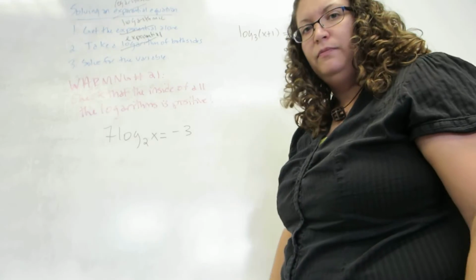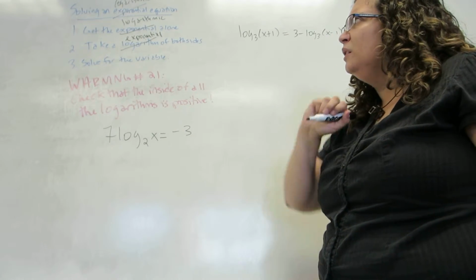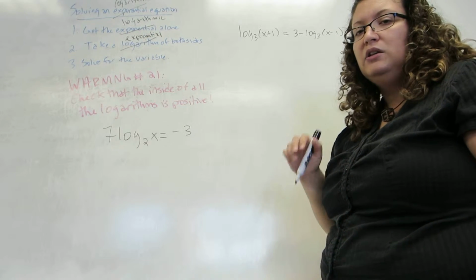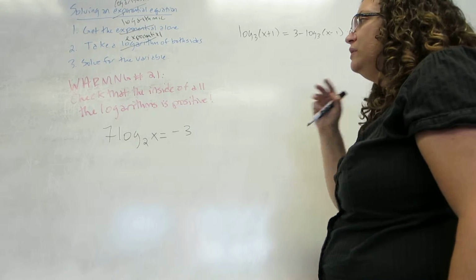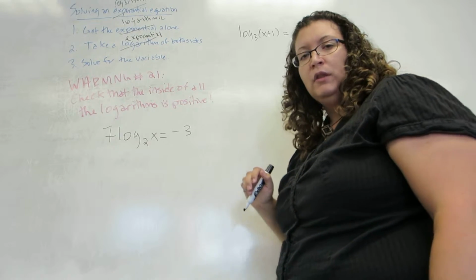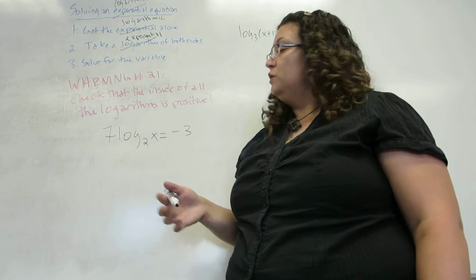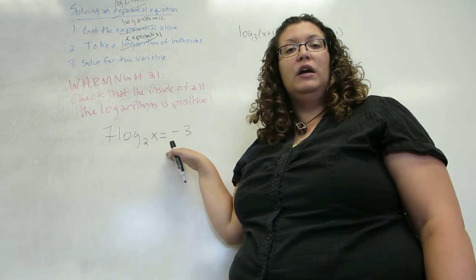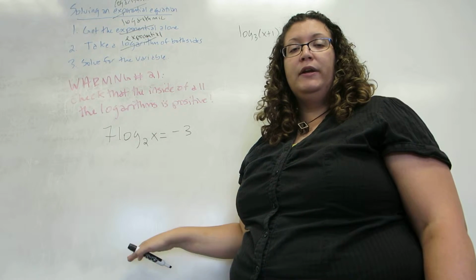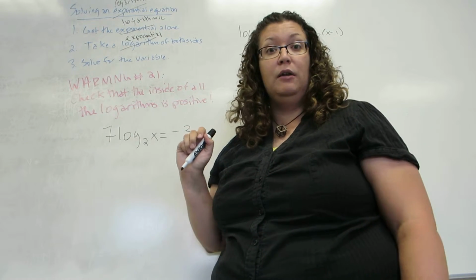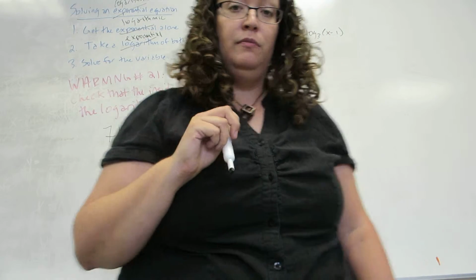logarithmic equations. Okay, so we're going to get the logarithm alone, take an exponential of both sides, and solve for the variable. Now, it does come with warning number 21. Remember that we are only allowed to take the logarithm of positive numbers. So whenever an equation starts out as a logarithm equation, once we get an answer, we're going to have to go back to the very beginning and make sure we're only plugging in positive numbers to the logarithms.